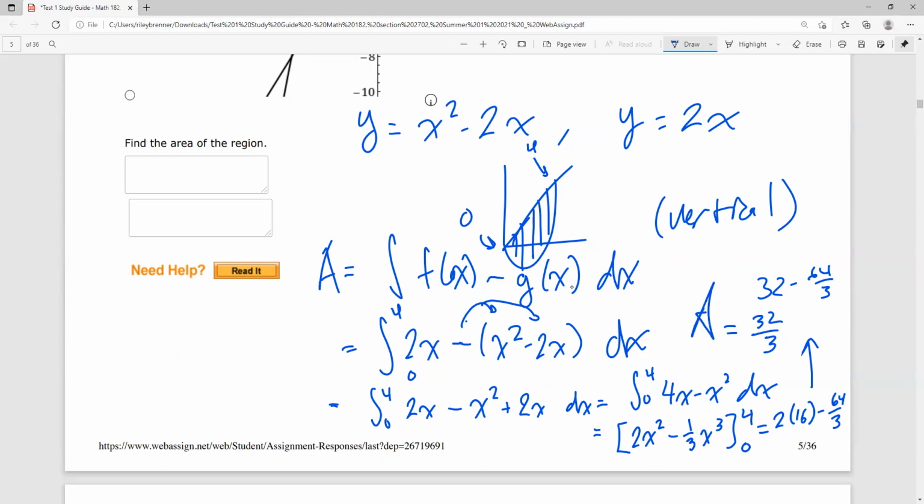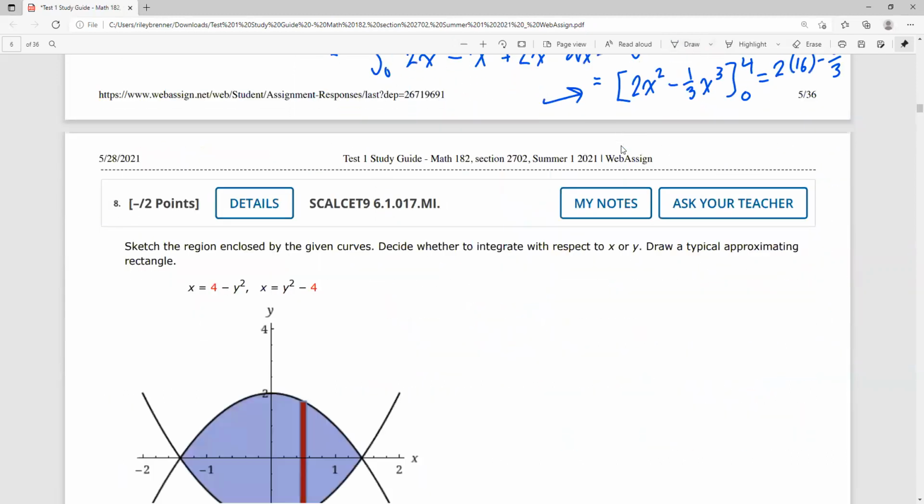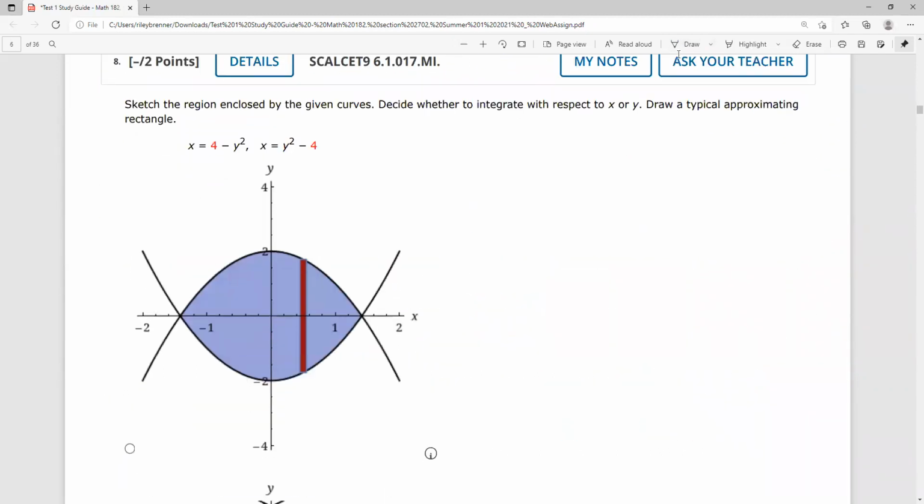Yeah, so if you guys have any questions on how I integrated this, because I know I sort of skipped a few steps there, but it's just power rule. If you go ahead and increment the power and divide by that power, it'll simplify all to this, right? So any questions there? All good? All right, so that's the area of this region right here. So let's go ahead and move on to question 8 then.